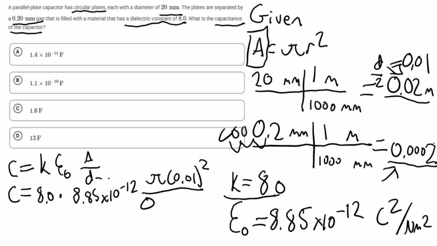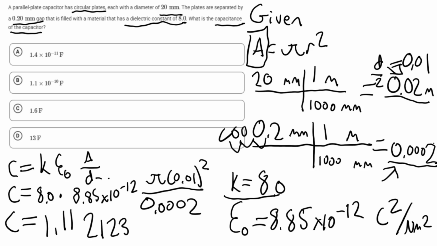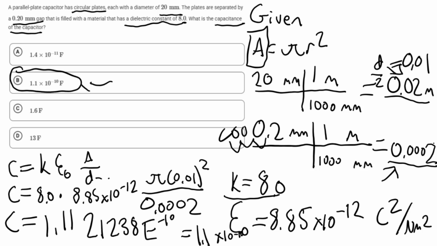So we can plug 0.0002 into this. And then if we plug this into our calculator, we get a value of about 1.112128 e to the negative 10. So this is approximately equal to 1.1 times 10 to the negative 10. And this is closest to our value of B, 1.1 times 10 to the negative 10 farads. So B is the correct answer.